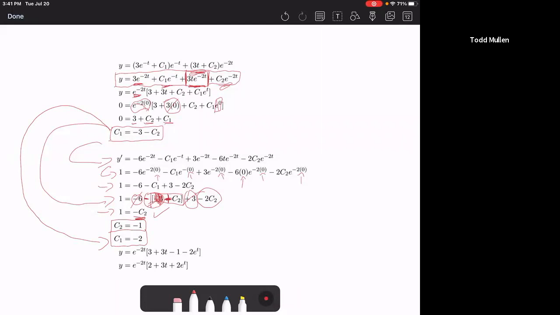So finally, we can plug those values in. Y, as it is written right here in its simplified form, we can just plug in what c2 and c1 are equal to get this. And then we just combine the 3 and the negative 1, and we get 2. And this is our final answer. Y is equal to e to the negative 2t times 2 plus 3t plus 2e to the t. And that is the solution, not just a general solution, but the particular solution when we know that the points t equals 0, y equals 0 exist, and t equals 0, y prime equals 1 exist.